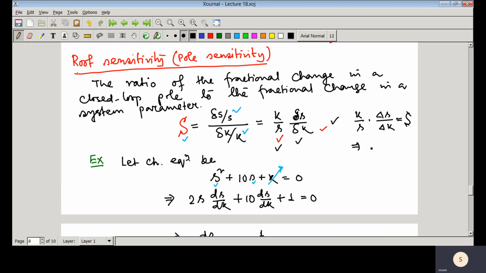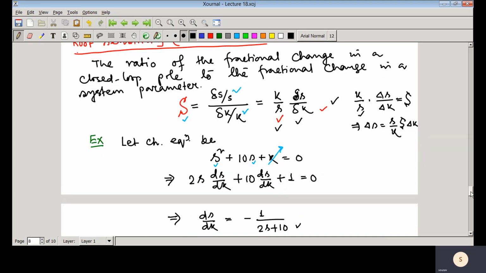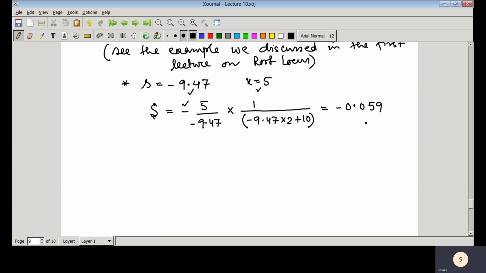So from here, this is equal to S, the root sensitivity. Then you can find the change in that root, that is delta S, equal to small s by K, and that root sensitivity, into delta K. So now we are interested to find the change in delta S. That would be the root sensitivity into small s by K into delta K.